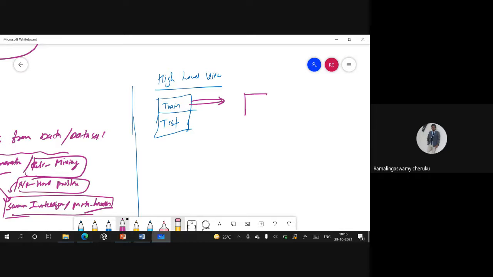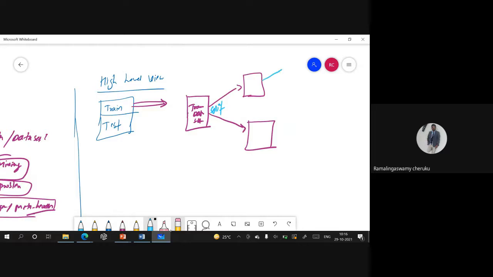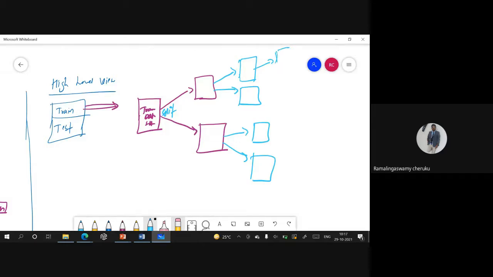Now this is a training data set. Here, data set means training only, okay? Then you try to split this data set, and you have to split it recursively, okay? For simplicity purpose, I am taking two splits every time now, okay? And I see there are no leaf nodes yet.